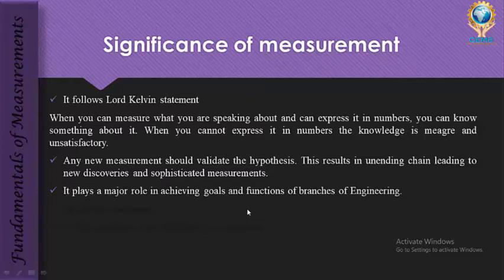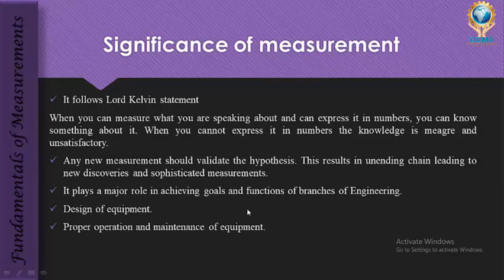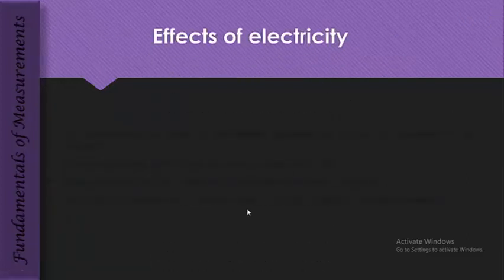So for achieving goals and functions in a measurement, the equipment should be properly designed, it should be provable, and the equipment should have proper operation and maintenance. Okay, what are the different effects of electricity?